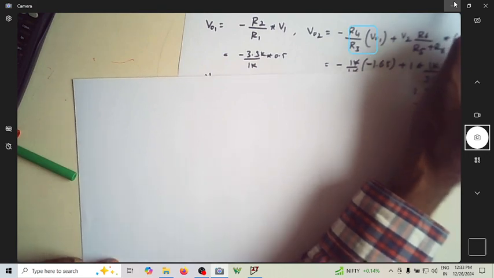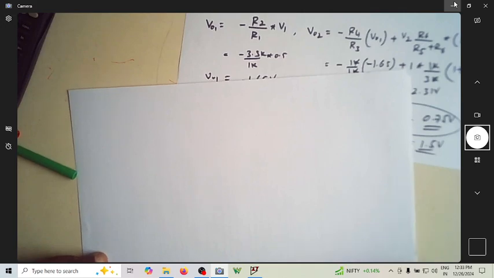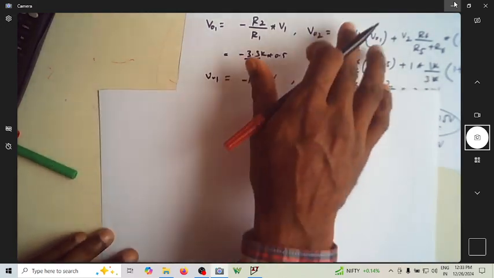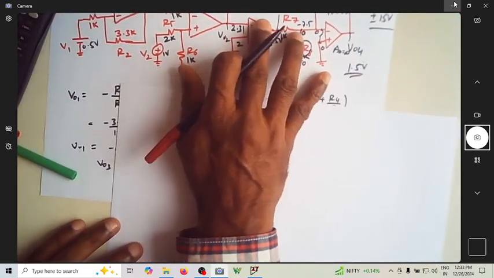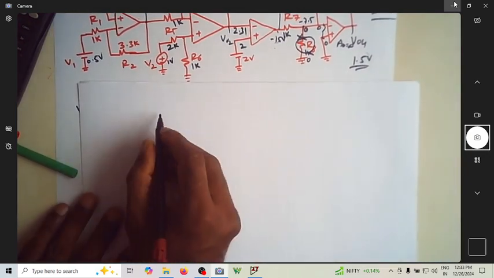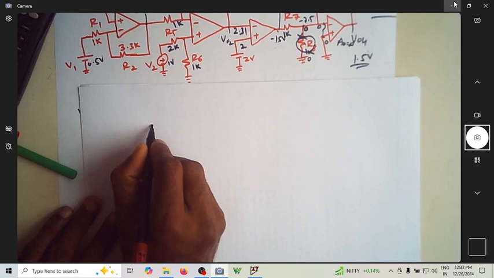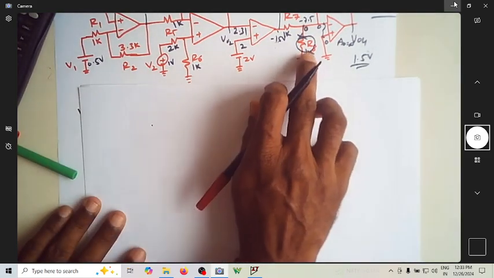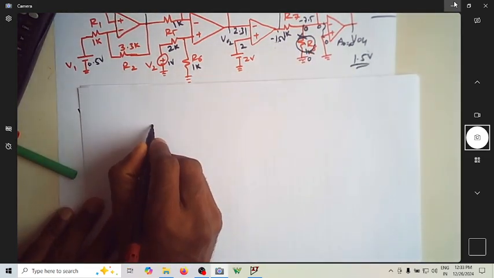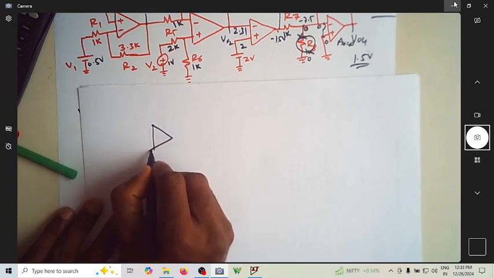We'll just find out what is the value here. So now I will just rewrite only this part of the circuit. So what I'll do here is I will write. Of course, now let us analyze by considering R8 also. So now this is the original circuit what I have.